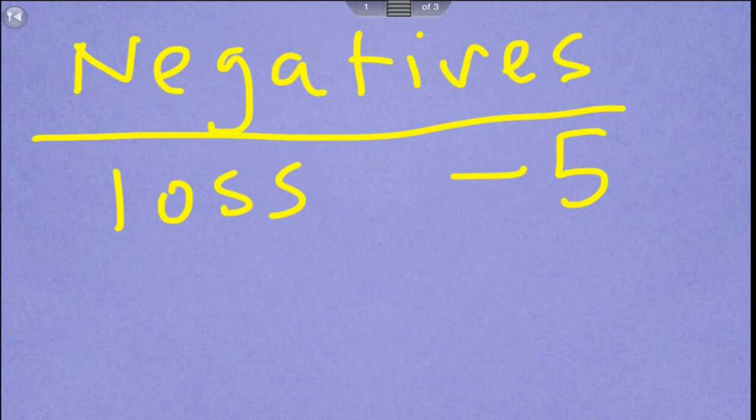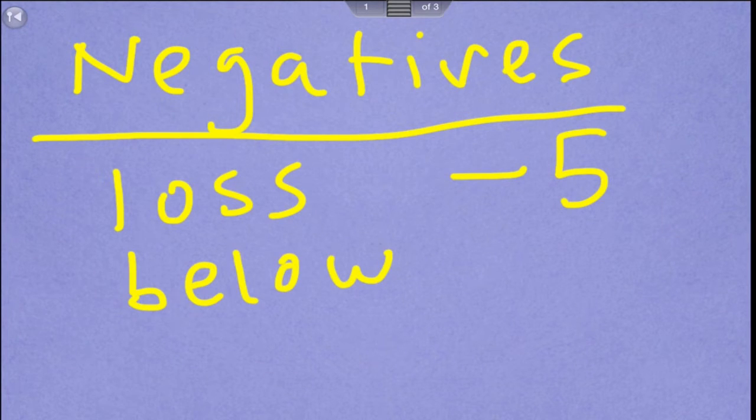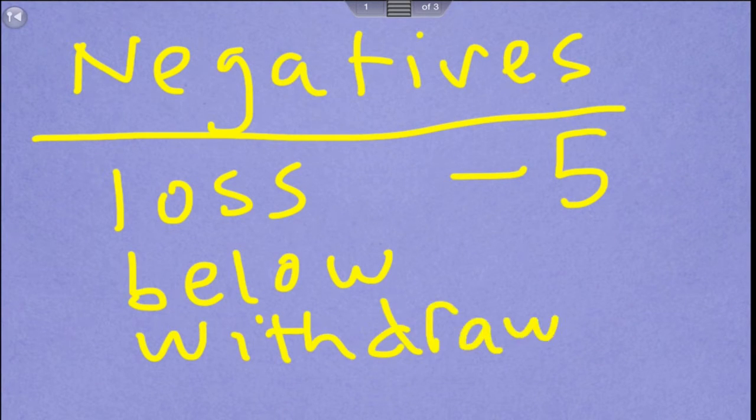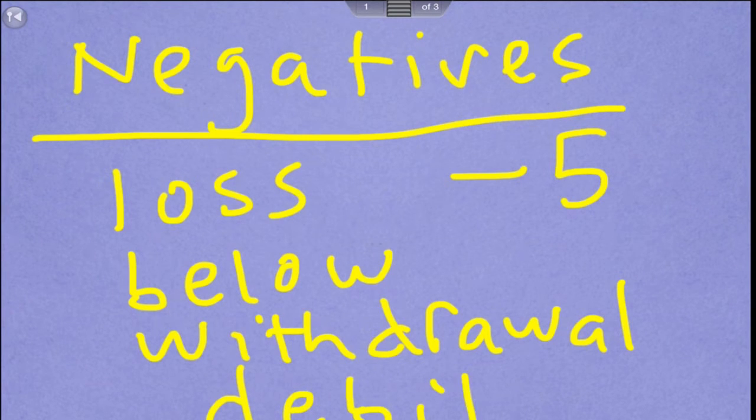Below sea level. So if you are below sea level, that's a negative. Withdrawal. If you take away money, like if you take money out of your checking account or savings account, that's a withdrawal. That's taking away money. That's a negative. Debit. A debit is taking out money to pay like a bill or something. So a debit to your account would be a negative.